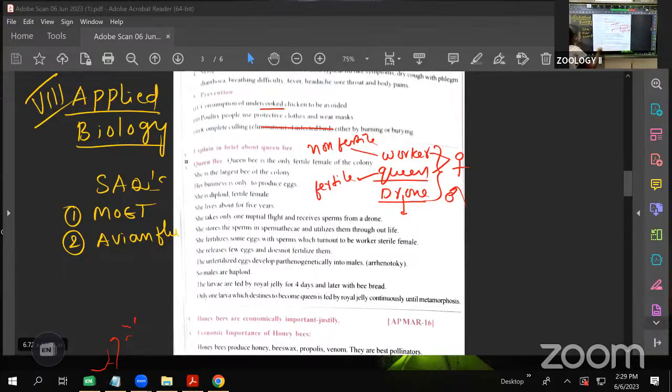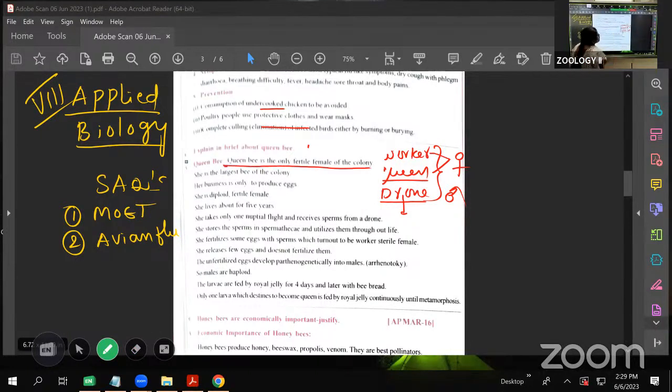The queen bee is the only fertile female in the colony. The workers are non-fertile. She is the largest bee in the colony, meaning among the three, the queen is the largest one. Her work is mainly producing eggs. The drones are mainly for the population. The queen is only for laying eggs.